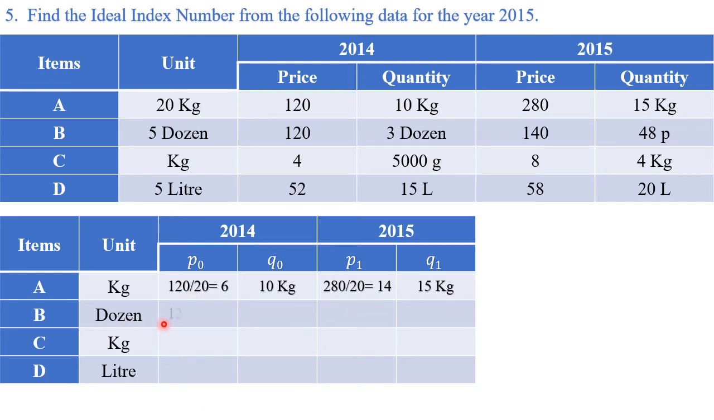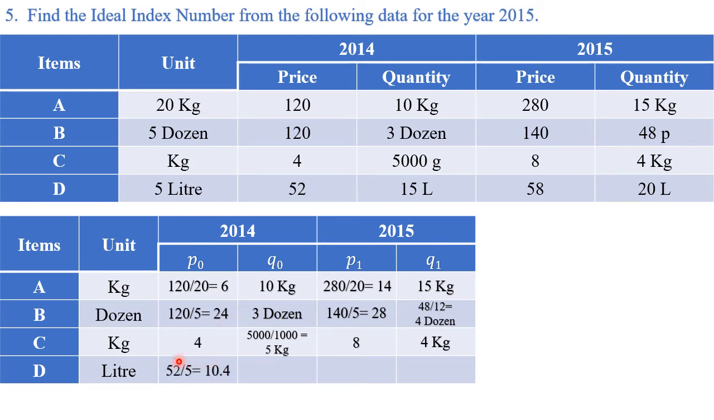Next, 5 dozen is converted into a single dozen, so 120 divided by 5, 3 dozen as it is. 140 divided by 5 is 28, and 48 pieces are converted into 4 dozen. Next, kg, so value is as it is, but 5000 grams is converted into 5 kg, and the remaining data will be as it is. 5 liter will be converted into single liter, so 52 divided by 5 is 10.4. 15 liters, then 58 divided by 5 is 11.6, and then 20 liters.